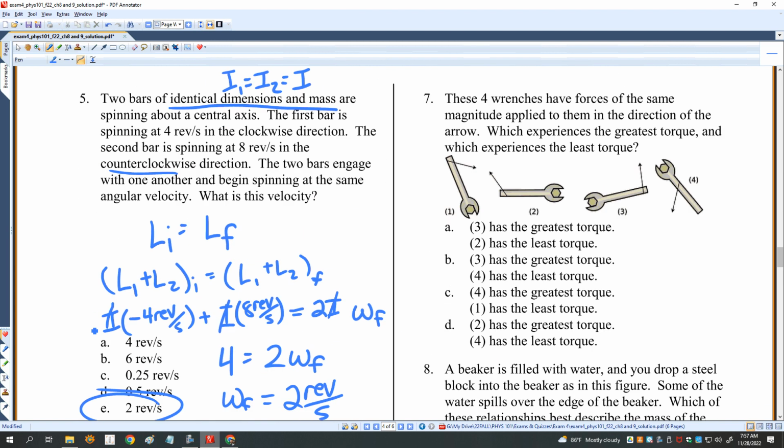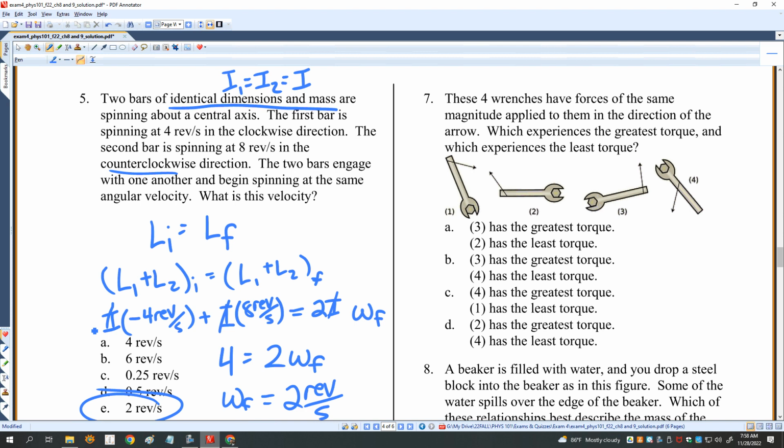These 4 wrenches have forces of the same magnitude applied to them. They're at different angles, but the same magnitude of force and at different lever arms. I want to know which has the greatest torque, which has the least torque.